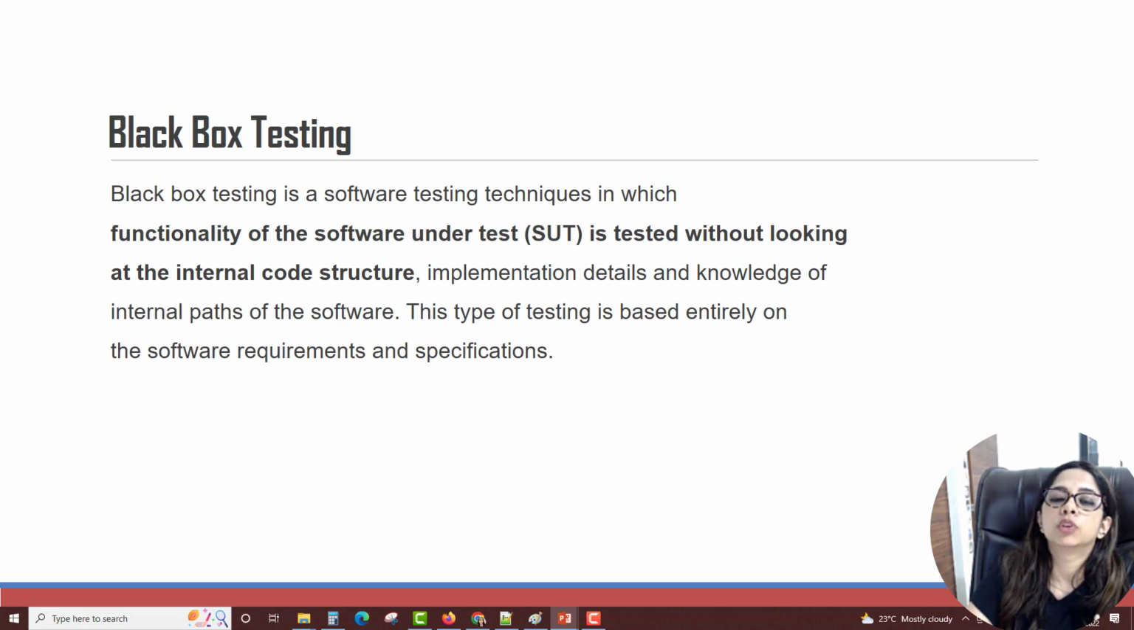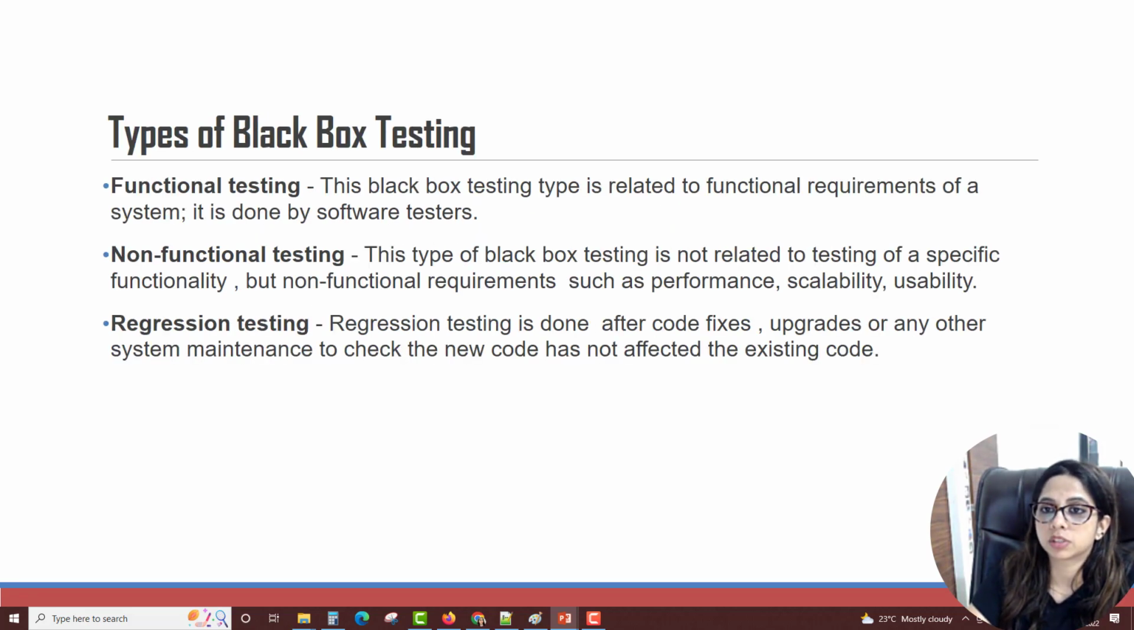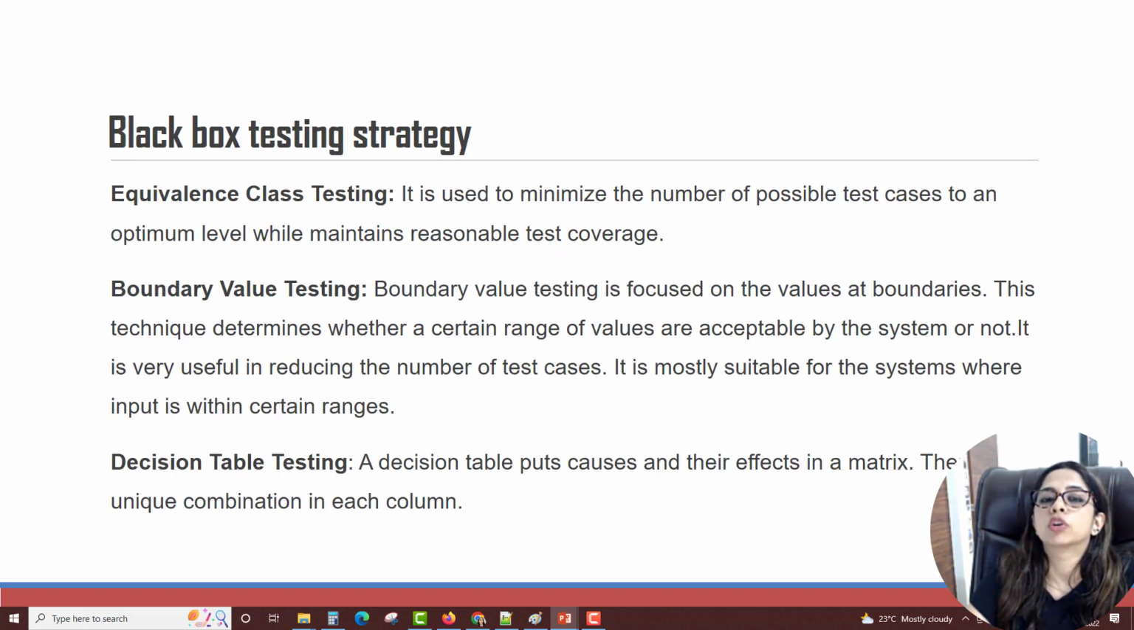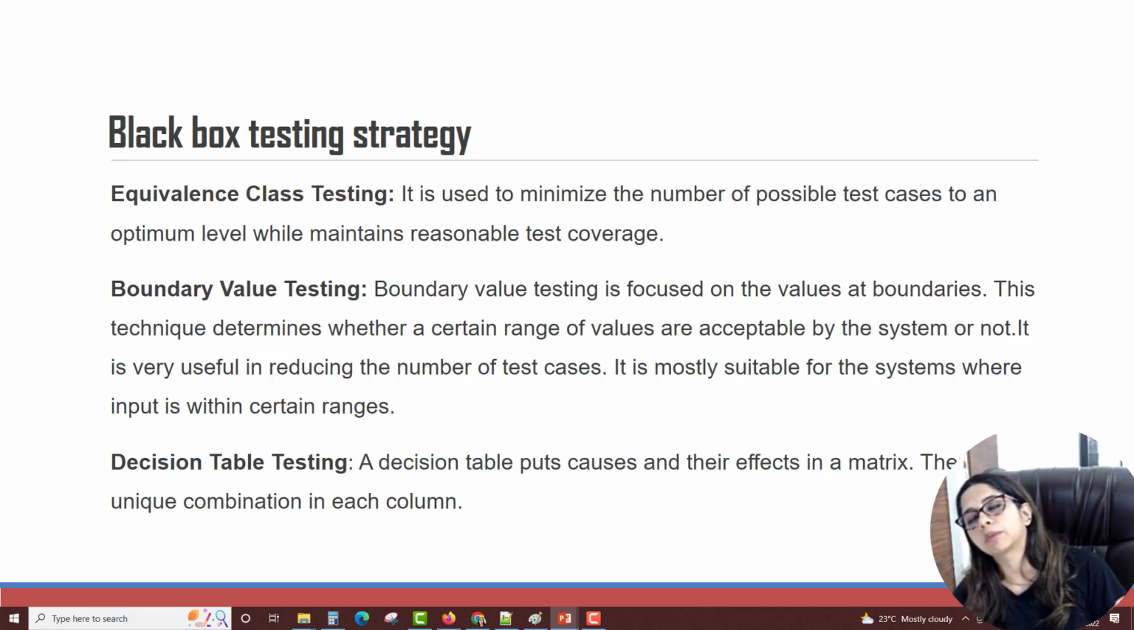And then we also learned about what black box testing is, and what types of black box testing are available, like functional, non-functional, and regression, and also what strategies we apply when we do black box testing.